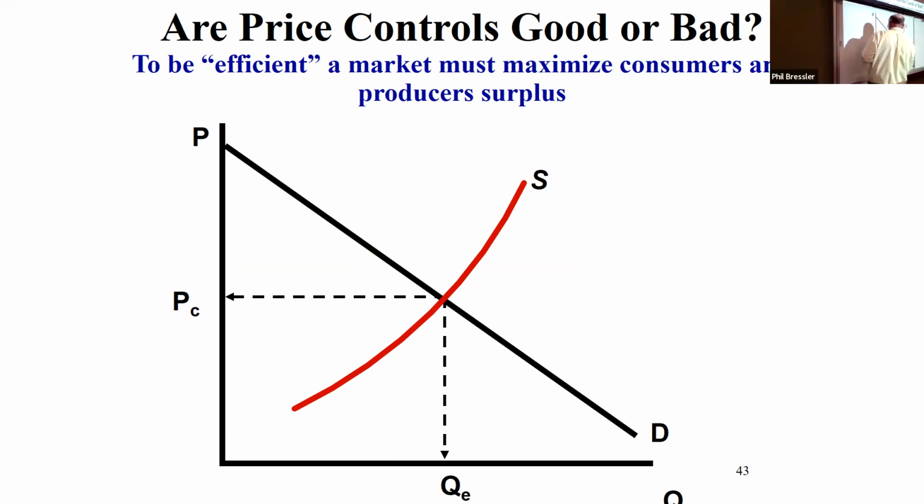Okay. So again, if it's below the equilibrium, the first thing I'm going to do is where it hits, I'm going to draw up and down because that gives me my dead weight loss. Consumer surplus above the price, below demand, producer surplus below price, above supply.